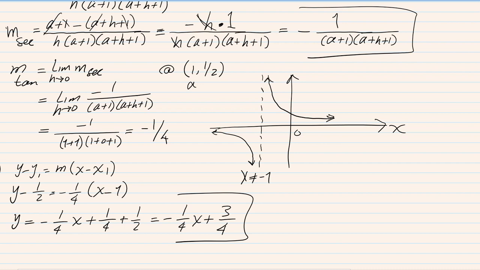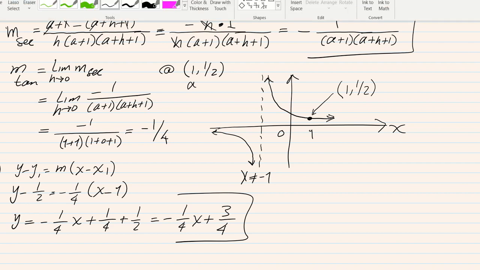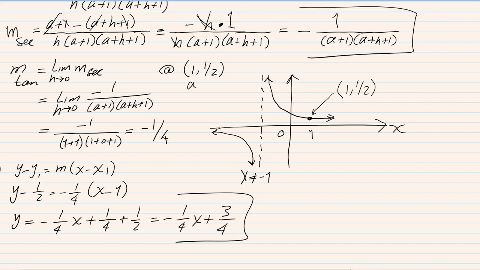So what we found at point 1 and 1/2 is this point right in here. That's 1, and this is point 1 and 1/2. And we found the slope of the line to be this right in here. It's almost 0. The slope is negative 1/4, with a y-intercept at 3/4. Very flat. All right.